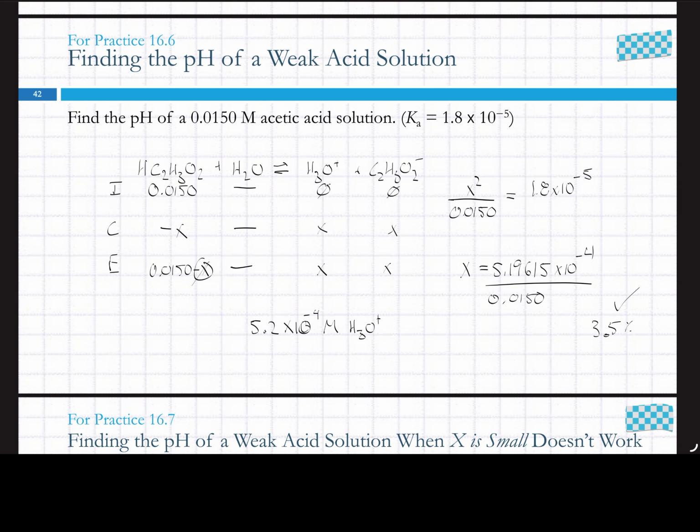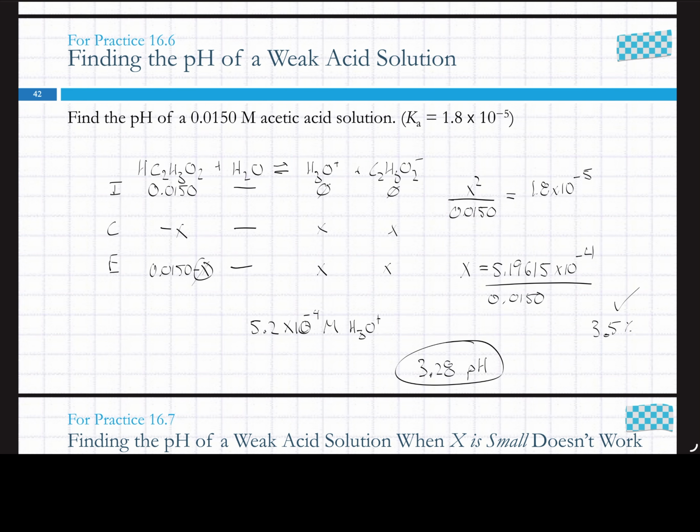What are we looking for? pH, not H3O plus. So we need to do the negative log. Now, do not do the negative log of 5.2 times 10 to the negative 4. Do the negative log of at least 5.19615. For every decimal you add, it makes a smaller and smaller difference, but you would keep at least 2 or 3 past sig figs. Because if I do the negative log, that will give me 3.28, which is the pH.